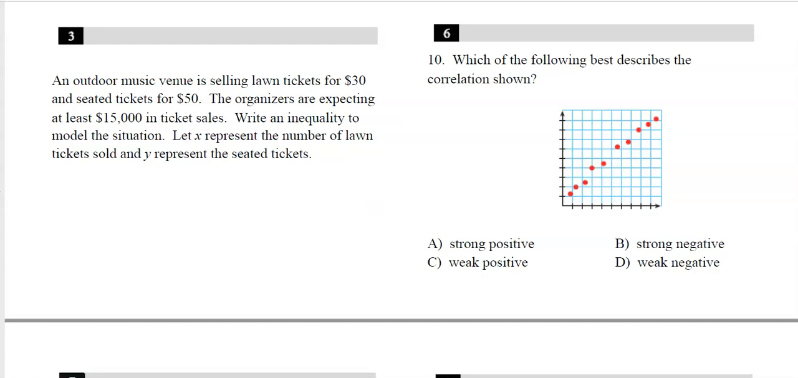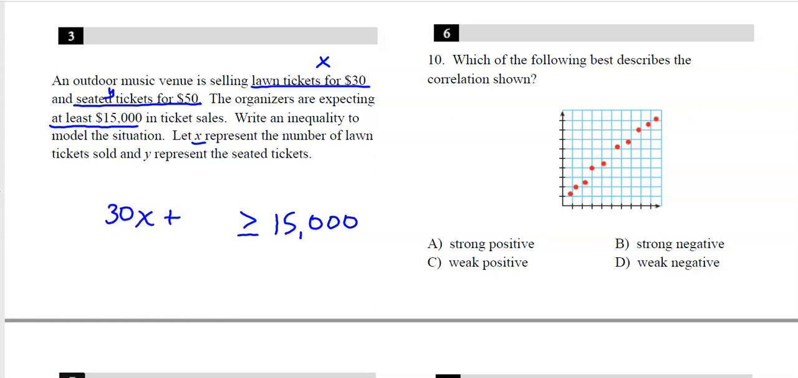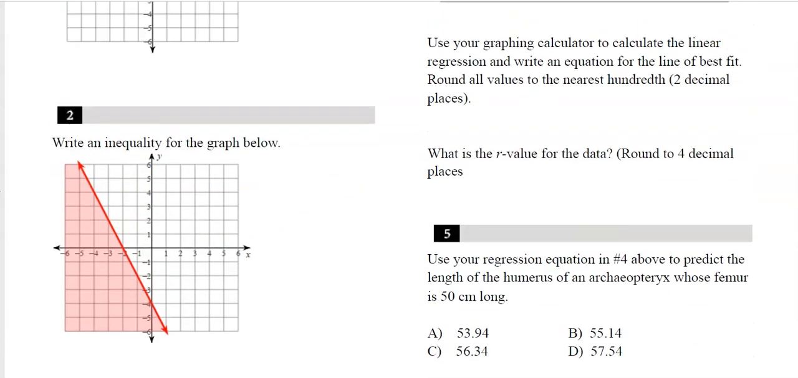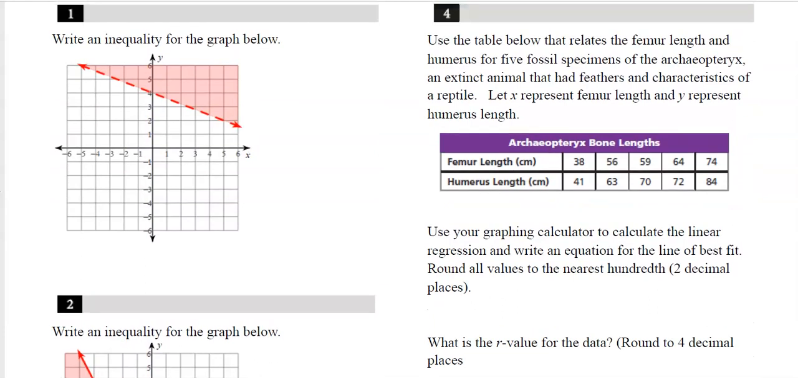This one says outdoor music venue, lawn tickets for 30, and it said X is the lawn tickets. And then we have the seated tickets are 50, which these were the Y's, and we need at least 15,000. So at least means we got to be greater than or equal to 15,000. It's $30 times every lawn ticket plus 50 times every seated ticket, and there would be our inequality for that word problem. Going on up to number 4.